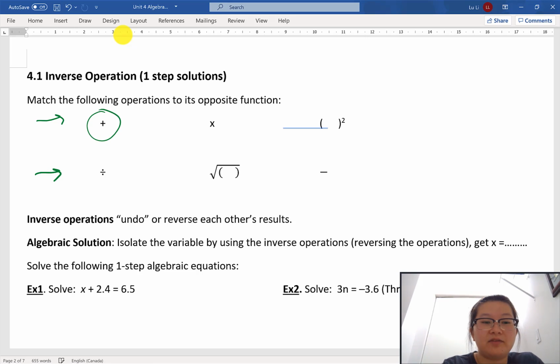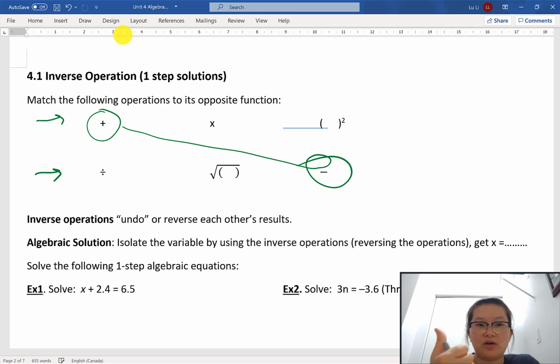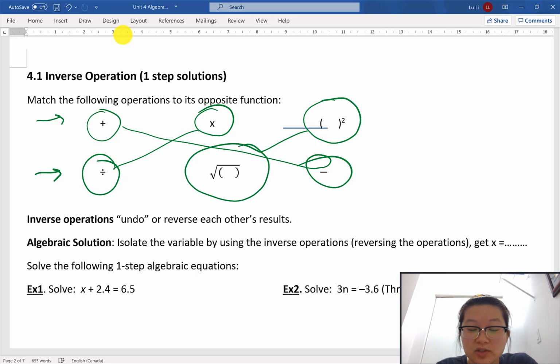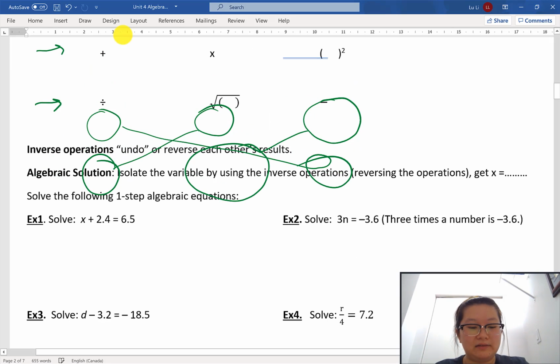If you said the opposite function for adding is subtracting, awesome, good work. And the next one here is multiplying. The inverse operation of multiplying is division. Great job. And if you didn't know this already, by process of elimination, you probably figured out that taking the square of a number is exactly the opposite of taking the square root of a number. So those are your opposite functions, meaning that when we see them in an algebraic equation, they will be the tools we'll be using to solve them, starting with example 1.